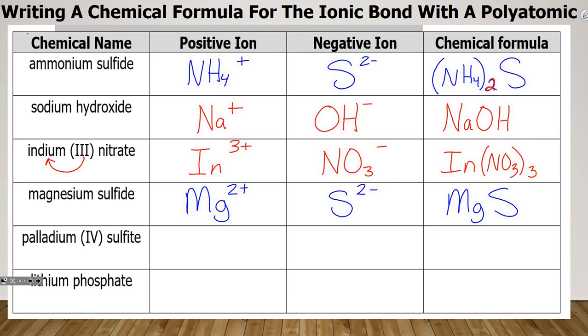Okay, palladium. What in the world is that? Well, the Roman numeral tells me it's going to be the D, the F, or the lower P, so that's where I'm looking. Pd. Okay, so capital P, lowercase d, and it's a 4+. Good. Sulfite. SO3 negative what? 2. Good. Common factor.